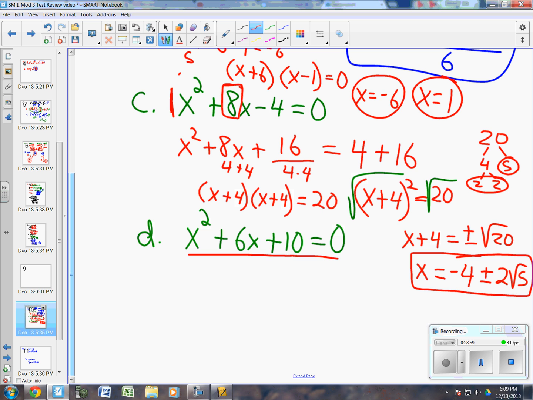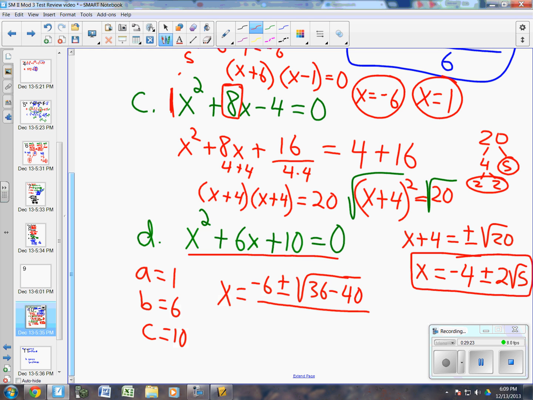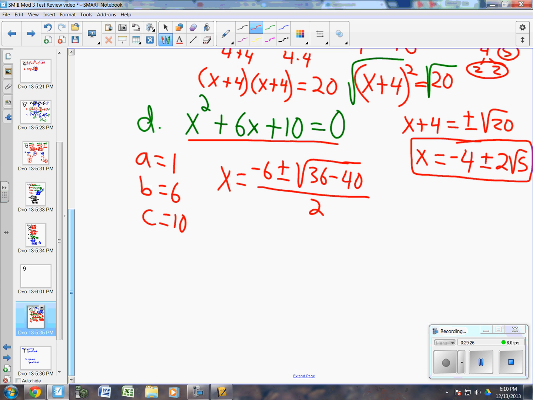But we can still do it using the quadratic formula, because A equals 1, B equals 6, and C equals 10. So I'm going to go x equals negative b, which is negative 6, plus or minus the square root of 6 squared, which is 36, minus 4 times 1 times 10, which is 40, all over 2a. 2 times 1 is 2. You'll notice that 36 minus 40 is a negative number. And if you take the square root of a negative number, you're going to get an imaginary number, not a real number. That's why it's next lesson.